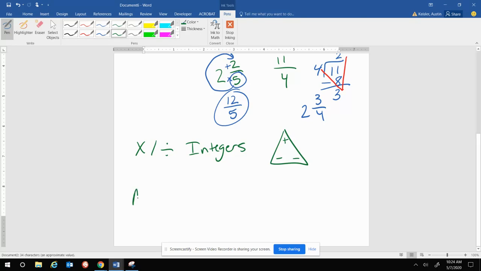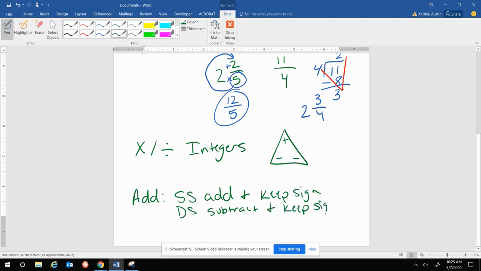If we're adding, if they're the same sign, I'm going to put SS for same sign. If they're the same signs, we just add and keep the sign. If they're different signs, we're going to subtract them because we're going to have 0 pairs, and we're going to keep the sign of the larger. So if I have more negatives than positives, I'm going to keep my negatives. If I have more positives than negatives, I'm going to keep it positive.